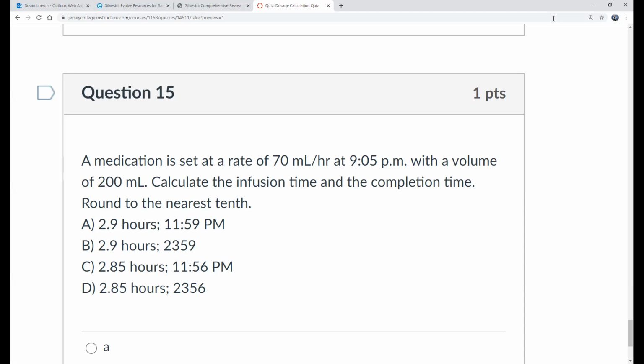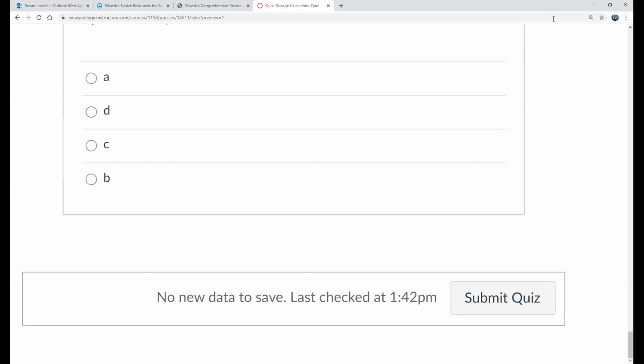Everybody got that? And that's not in military time, right? No. Okay. So your answer for this is A. It ran for 2.9 hours. And then the time to stop would be 11:59, and everybody knows how we got to 11:59, right? Everybody totally understands that? Anybody on mute that doesn't understand that? No, I'm good. I'm fine. Okay.